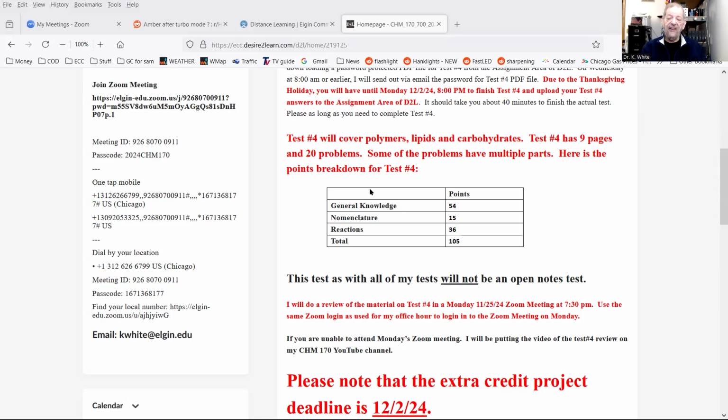Now, the points breakdown is a little different. Oh, look, 54 points, general knowledge. What does that mean? I'll talk about that in a second. 15 points, nomenclature, and only 36 points, reactions. And it adds up to 105. So there's 5 bonus points. You pick which problems you want.